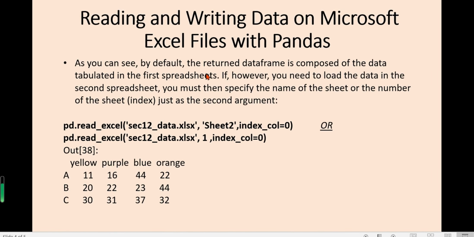As you can see, by default, the returned data frame is composed of the data tabulated in the first spreadsheet. If, however, you need to load the data in the second spreadsheet, you must then specify the name of the sheet or the number of the sheet as a second argument. So if we want to read the second sheet data, we add Sheet2 here, or we just write 1 here, and the result will be the same. The second sheet of the Excel file will be read into this data frame.